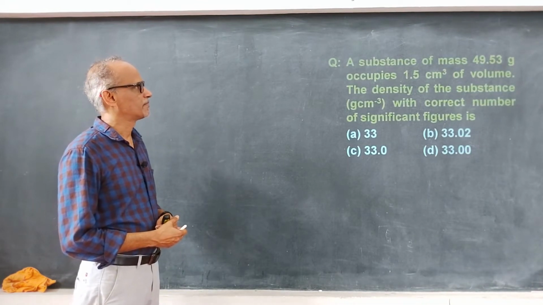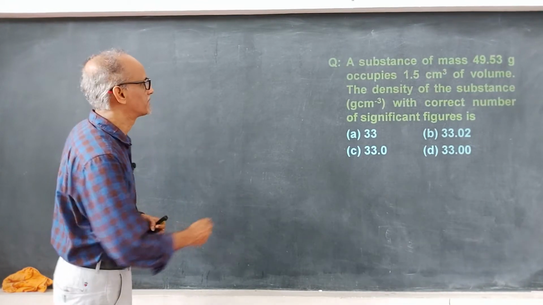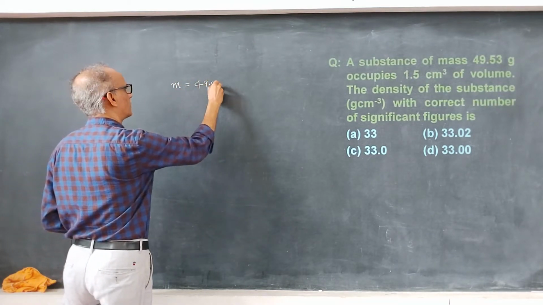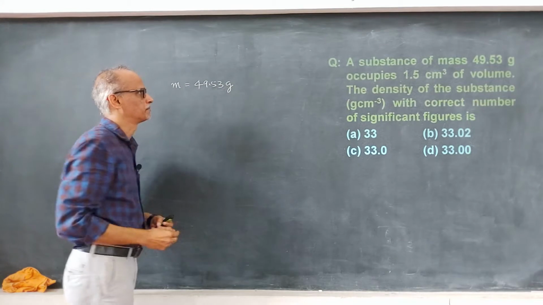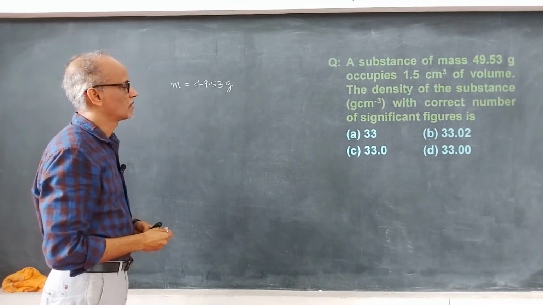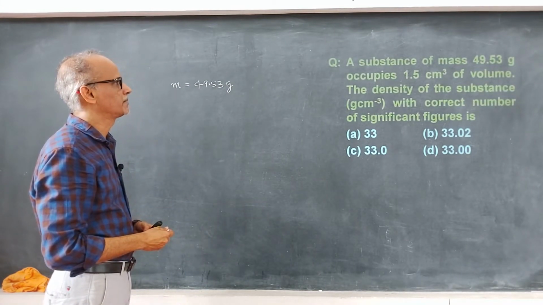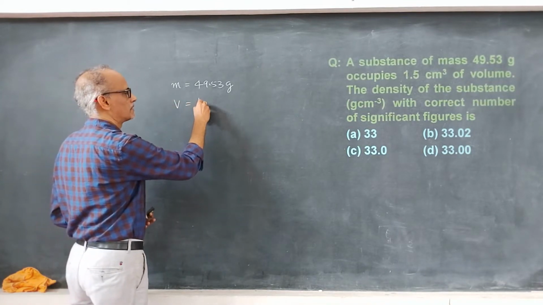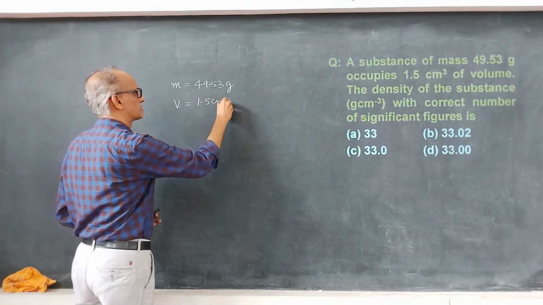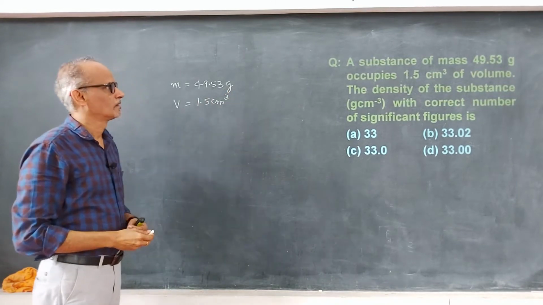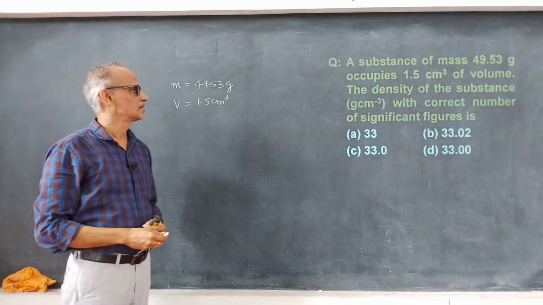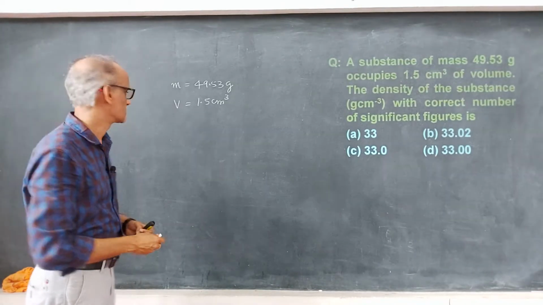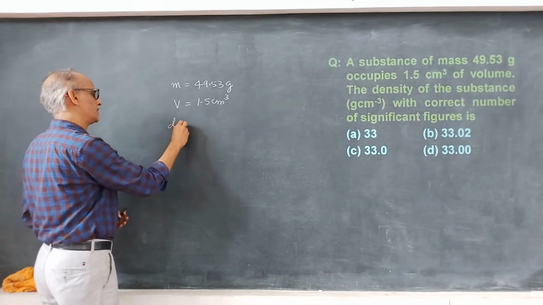A substance of mass 49.53 gram, so mass is given, occupies 1.5 centimeter cube of volume. So, volume is given, it is 1.5 centimeter cube. The density of the substance in gram per centimeter cube with correct number of significant figures is. How do we find the density?